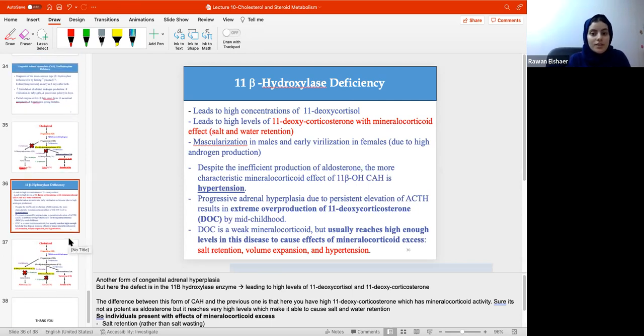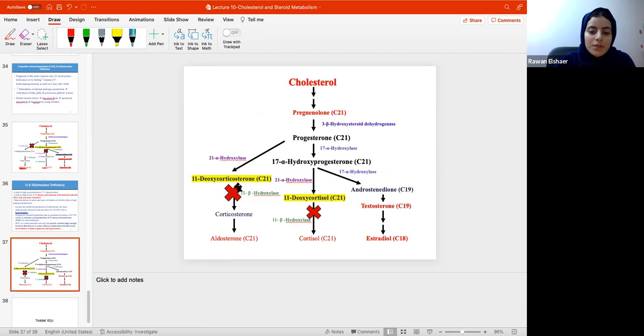Now, 11 beta hydroxylase deficiency. Let's look at this one first. Here I block the pathways with 11 beta hydroxylase. So what's the difference compared to the one before? Here we have 11 deoxycorticosterone production and 11 deoxycortisol, because the 21 alpha hydroxylase is present. The difference is the presentation. When 21 alpha hydroxylase was blocked, we didn't have deoxycorticosterone, so we had almost no mineralocorticoid activity. But now, with the block here, we have 11 deoxycorticosterone available, which does have mineralocorticoid activity, but it's weak.